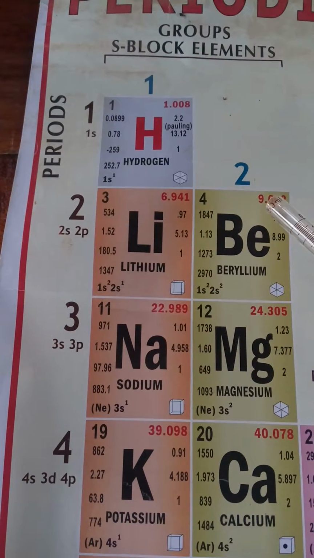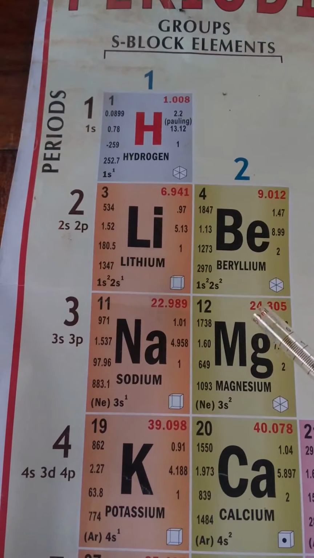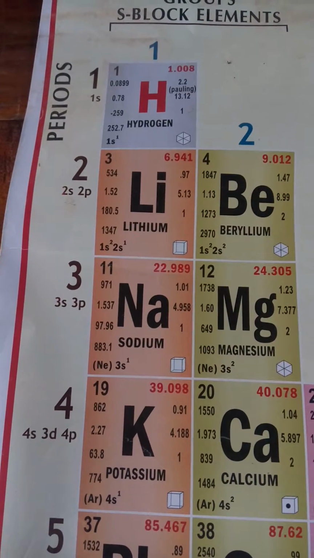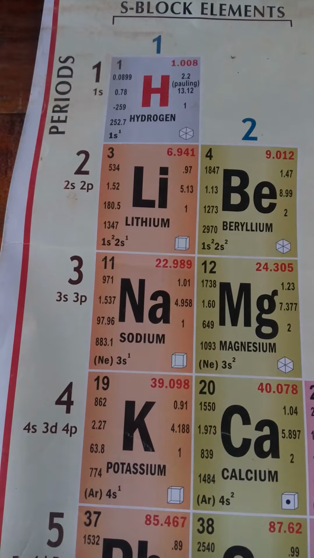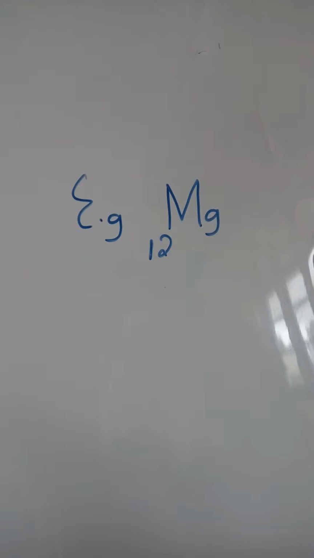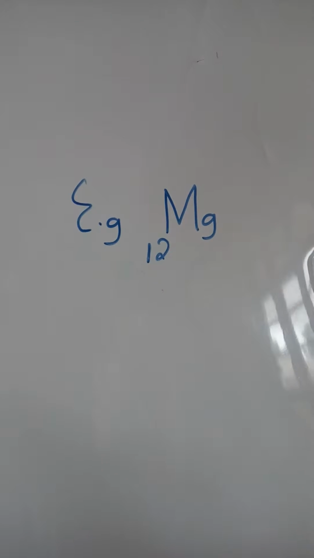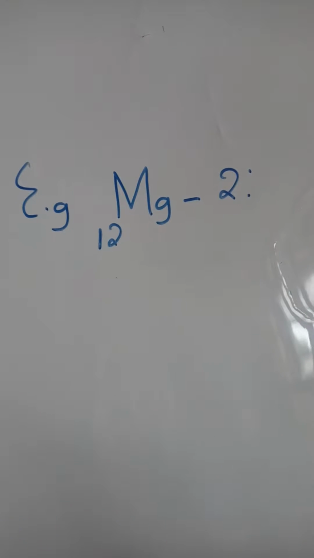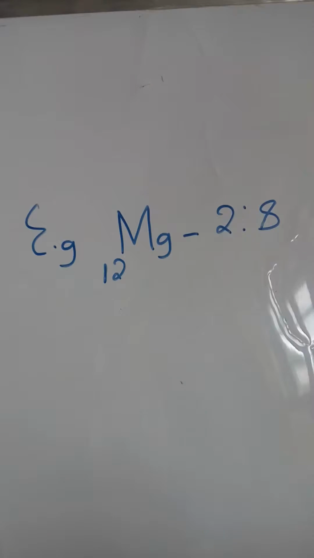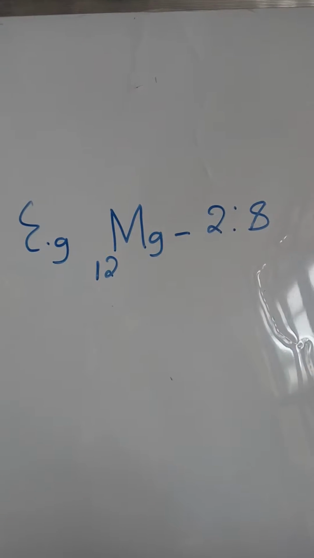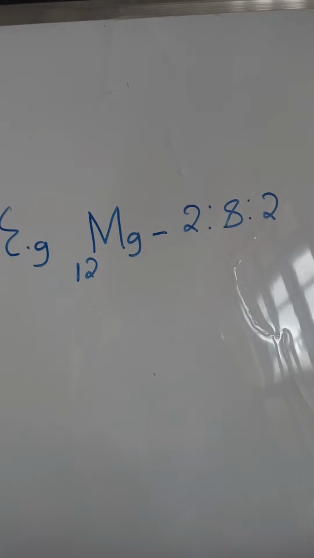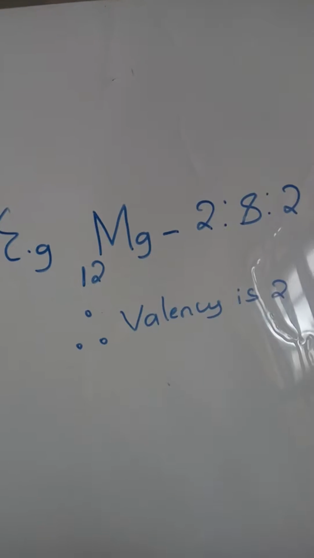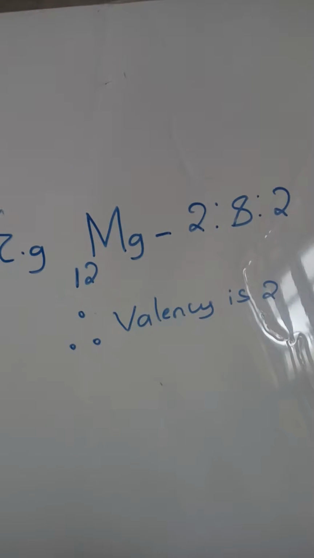Group 2 elements, which are beryllium, magnesium, and calcium, all of them have 2 electrons in the outermost shell. For example, magnesium, which has 12 electrons, the innermost shell is occupied by 2 electrons, the middle shell is occupied by 8 electrons, and the outermost shell is occupied by 2 electrons. Therefore, the valence of magnesium is 2.